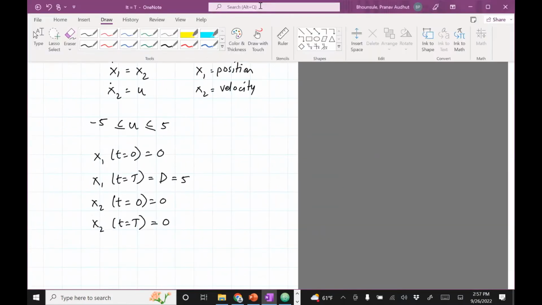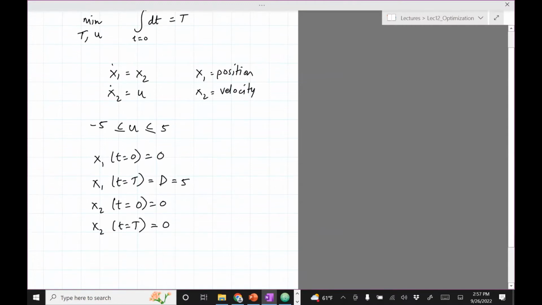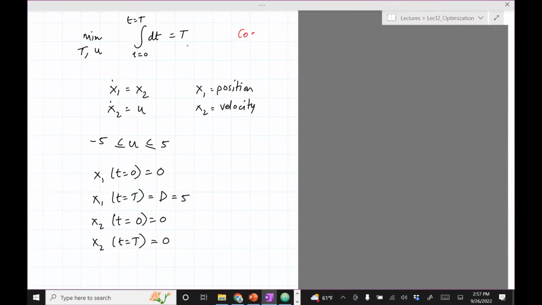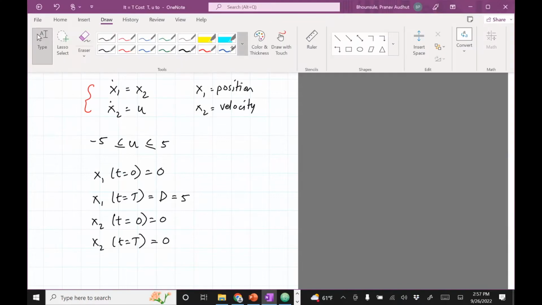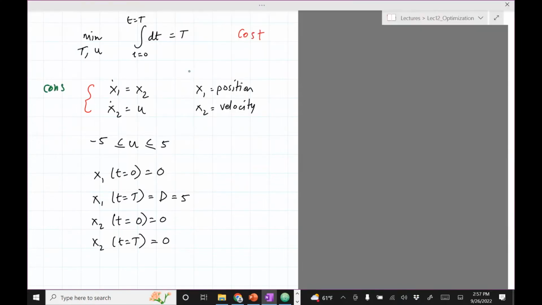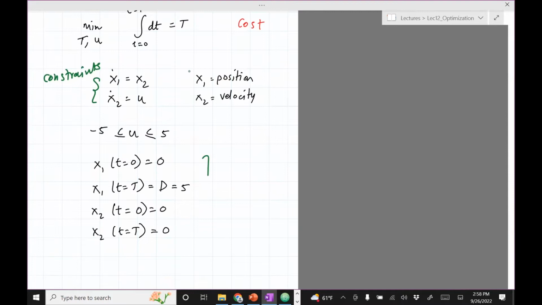Okay, so we can see that the first one is the cost. These are sort of constraints. Okay, these are constraints too. And this is my bounds.